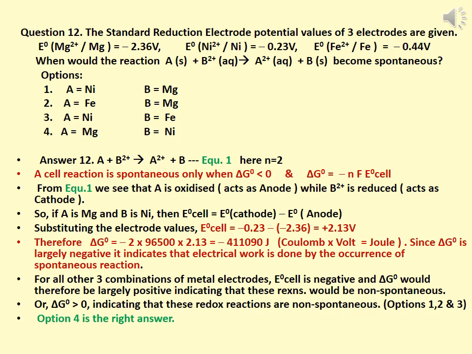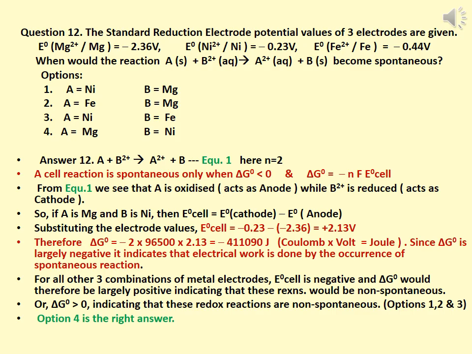If E naught cell is positive, that means the electrochemical reaction would result in electrical energy being produced. That means electrical work is done. Definitely delta G would be negative. Let us substitute this value in the delta G naught mathematical expression. We know that delta G naught is equal to minus NF E naught cell. Substitute E naught cell value as plus 2.13 volt.